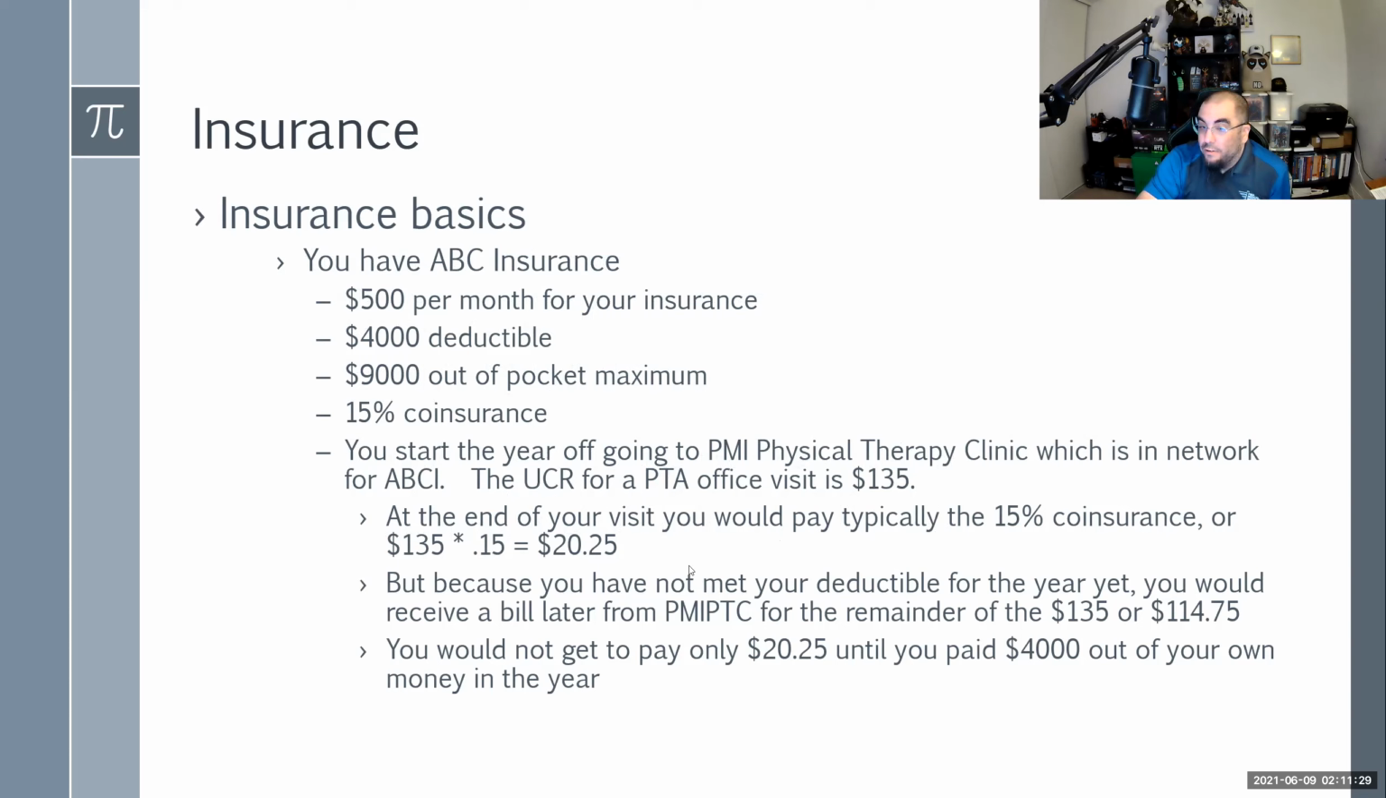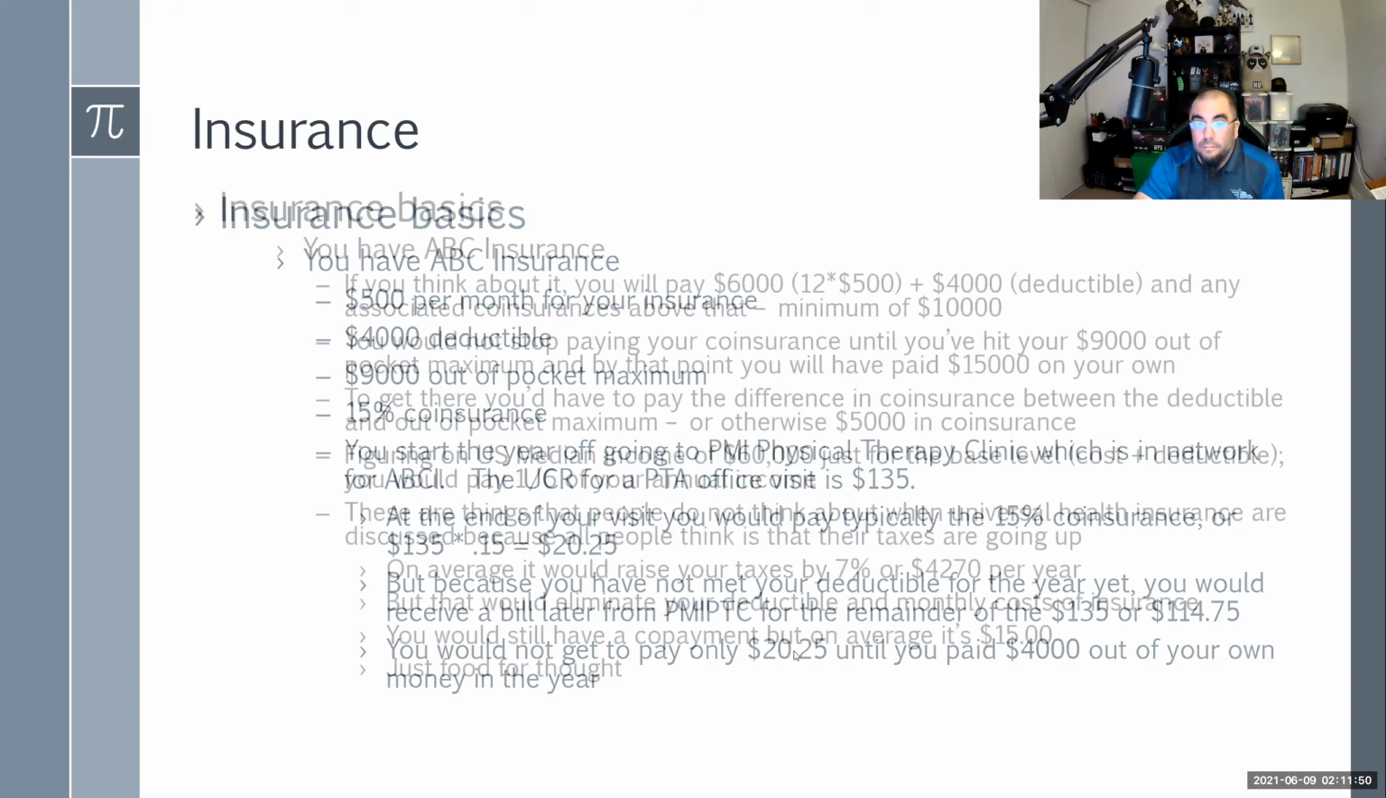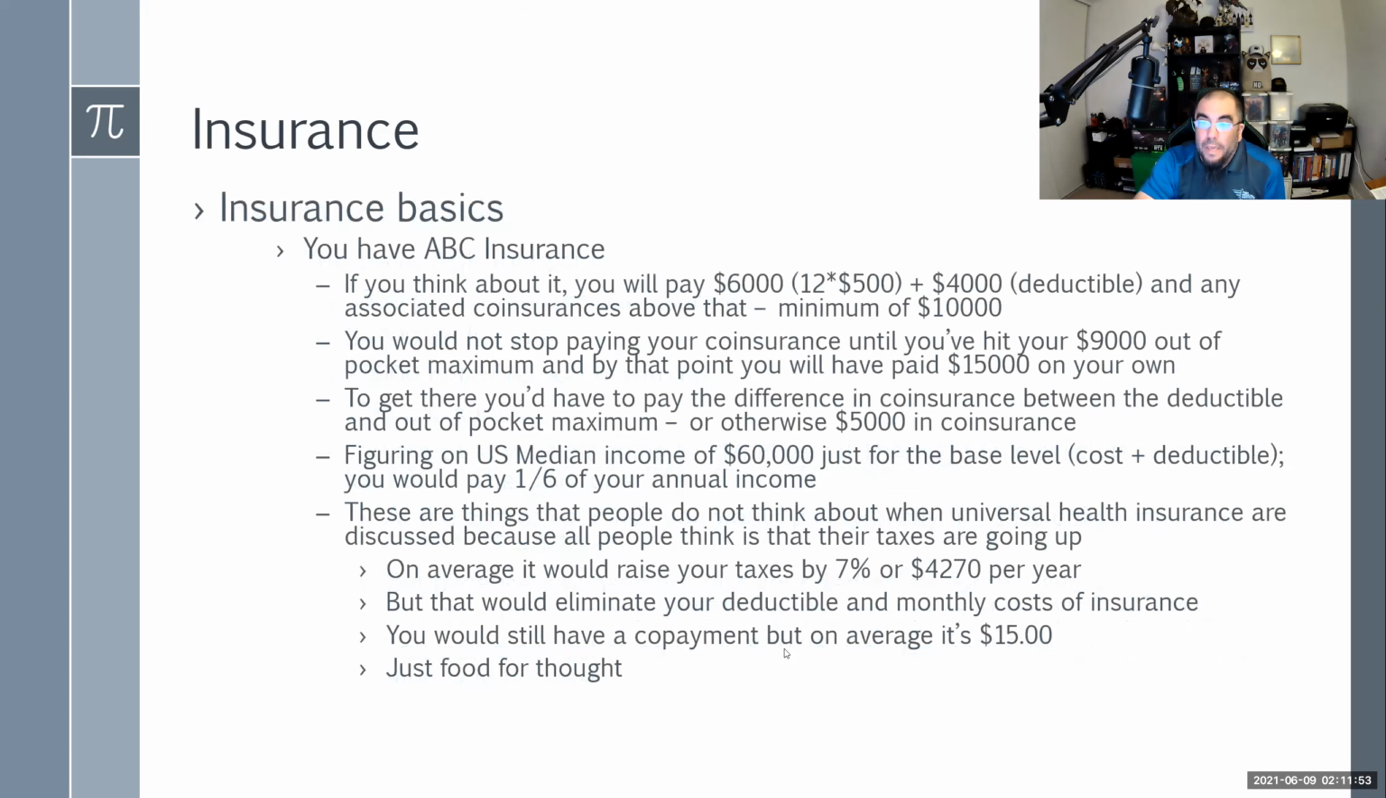So that's about $20.25. But because you haven't met your deductible for the year, you're responsible for that full $135, right? So even if you pay that $20.25 to the clinic, you're eventually going to get a bill for that full remainder amount. You would not get to pay the $20.25 until you've fully paid $4,000 out of your own money for the full year. So if you think about it, you'll pay $6,000, right? Your actual monthly payment, 12 times 500, plus $4,000, your deductible, before your coinsurance kicks in, for a minimum of $10,000 every year for your insurance.